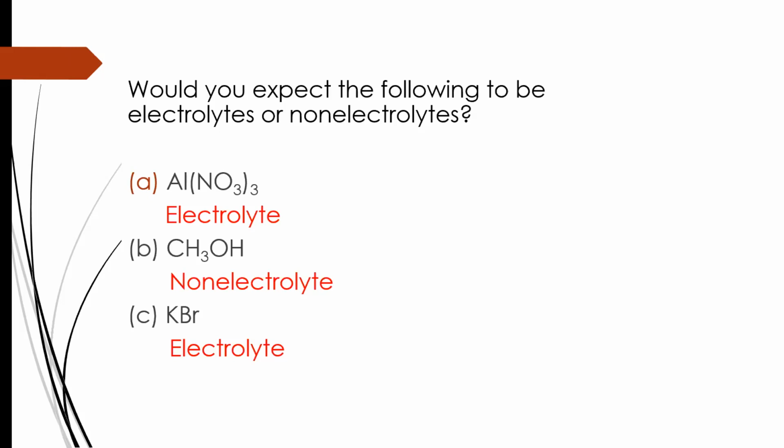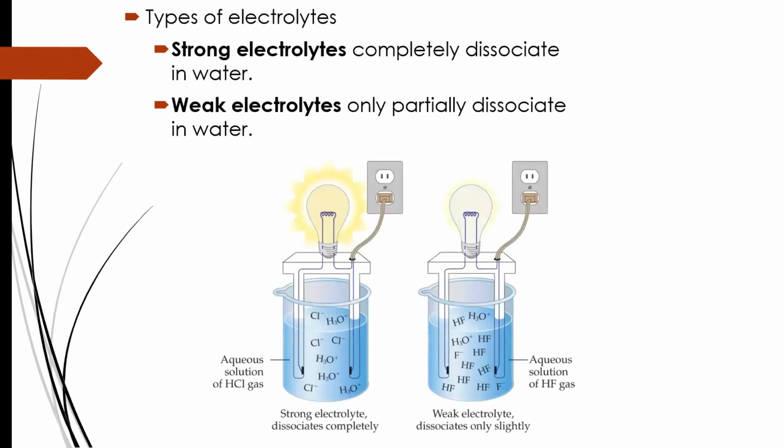Now, inside of that category of electrolytes, we actually have two classifications as well. We can talk about the strength of that electrolyte. So we might say that's a strong electrolyte or that's a weak electrolyte. A strong electrolyte basically completely dissociates in water, so almost 100% of it will be in ion form. Something like NaCl is what we consider a strong electrolyte. When we put it inside water, all of it goes into Na+ and Cl-.